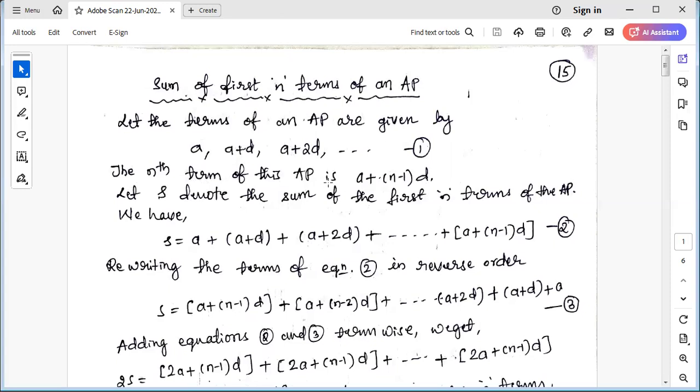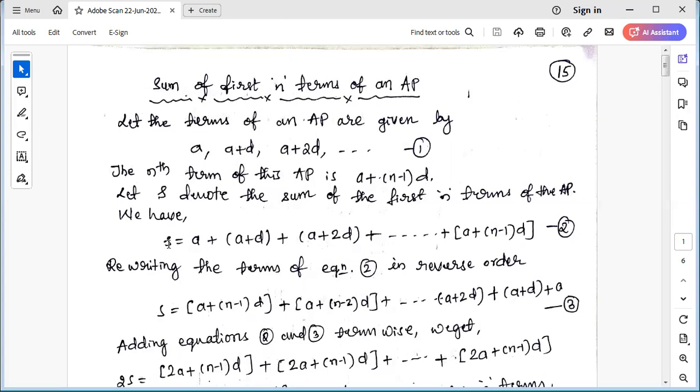The nth term of this arithmetic progression is given by a plus n minus 1 into d. So that means we can write an expression for this nth term like this. It is given by a plus n minus 1 into d. Next, let S denote the sum of the first n terms of the arithmetic progression. So we can write this as S is equal to a plus a plus d plus a plus 2d and so on, up to the nth term a plus n minus 1 into d.